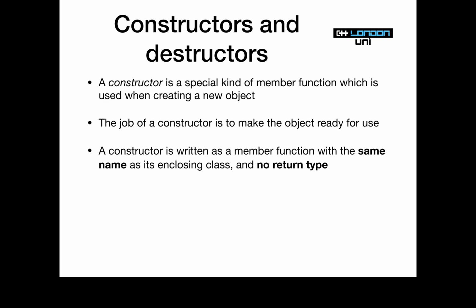So we write a constructor as a member function of our class or struct, which has the same name as its enclosing class and no return type. If you've used Java or C#, they took the C++ syntax for that. So constructors in those languages look exactly the same.